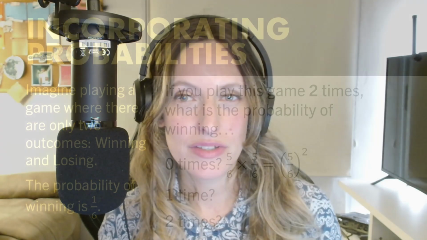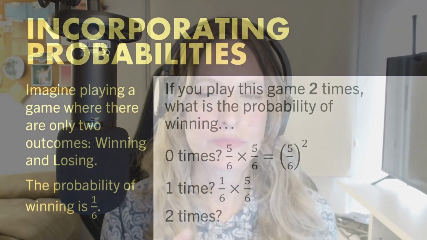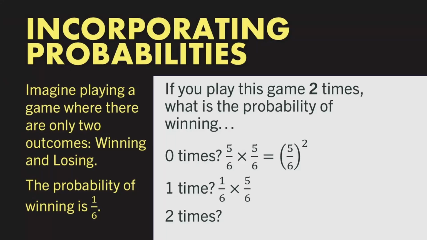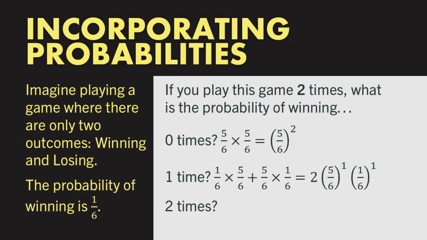The probability of winning 1 time, I could either lose and then win, which would be 5 over 6 times 1 over 6, or I could win and then lose, so it's 1 over 6 times 5 over 6. If I add these two, I have 2 times 1 over 6 to the power of 1 times 5 over 6 to the power of 1. And the probability of winning both times would be the probability of winning the first time times the probability of winning the second time. So it's 1 over 6 times 1 over 6, or 1 over 6 squared.